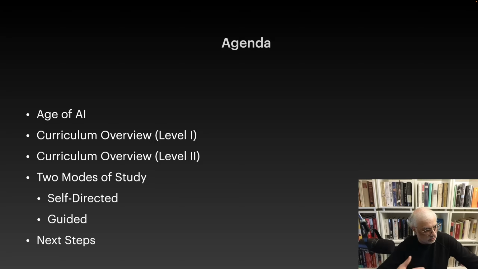And then what we're here for tonight is a review, a perspective curriculum overview of level 2. This is, if you plan to carry on for the next few weeks, what level 2 is going to look like. And then I'll finish up with the two ways in which you can engage, two modes of study. One I call self-directed or self-guided, and then the other one is guided study. And I'll say a little bit more about that. And then we'll just finish up with next steps.